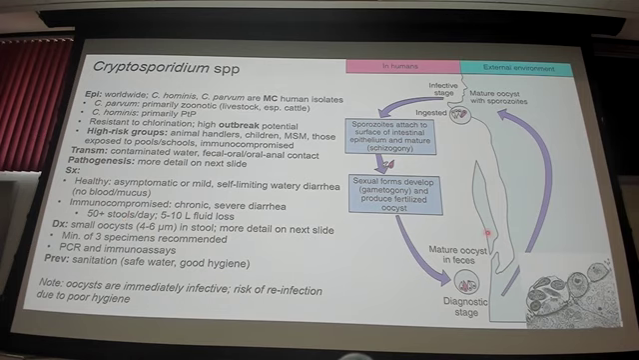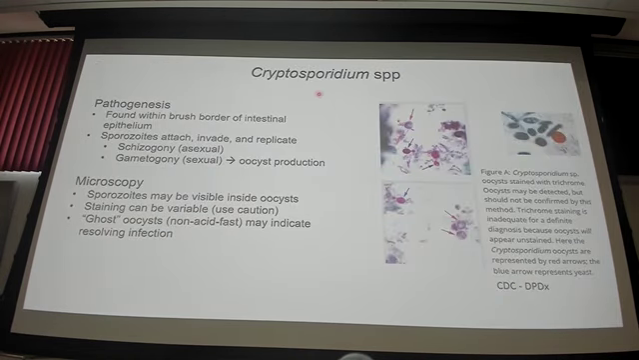For diagnostics, this is a common target on PCRs. For O&P preps, this is that small one. It's easy to miss sometimes because it is so tiny, 4 to 6 micrometers. Also, never mind what it's saying about the reproduction. We already talked about that.